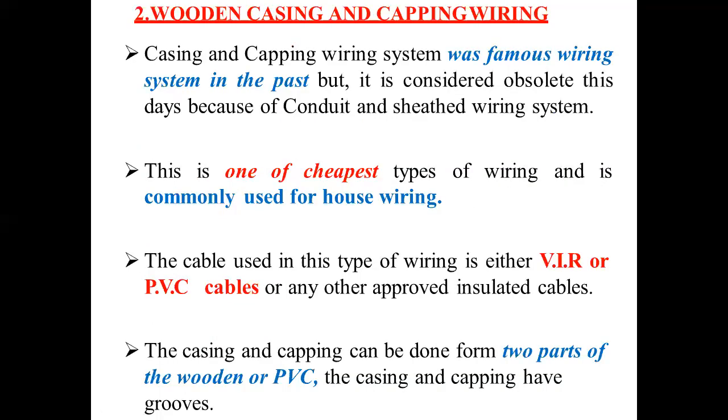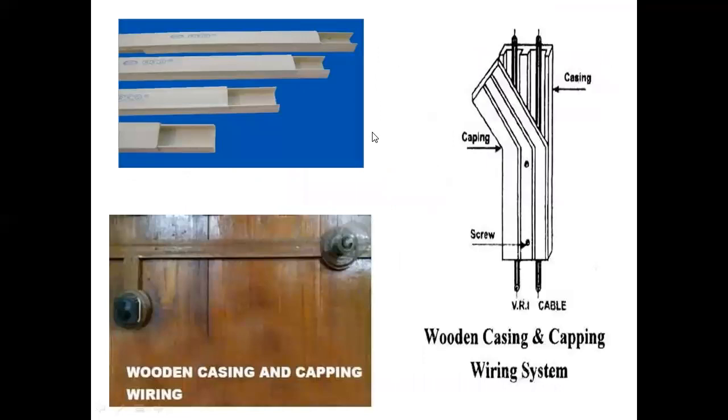Wooden casing and capping. Nowadays we are using PVC casing and capping, but earlier we were using wooden material for casing and capping. Here I will show you the image of how the wooden casing and capping looks. Here you can see this is the wooden casing and capping. It's a wooden material for casing and capping.